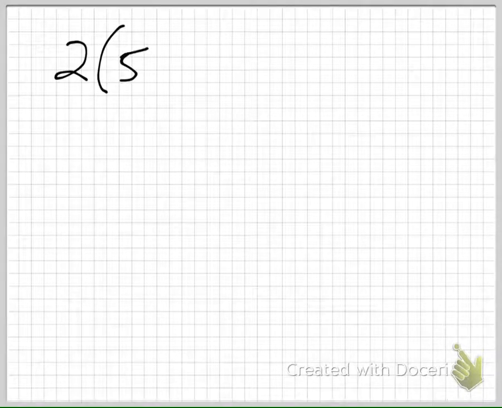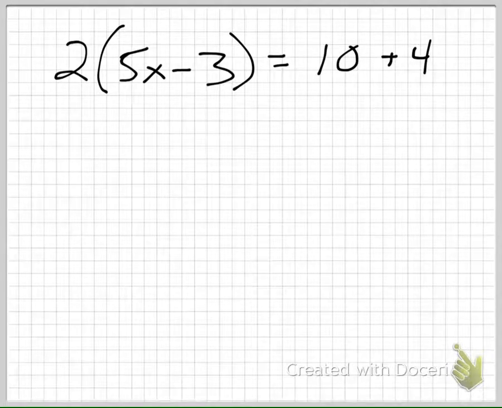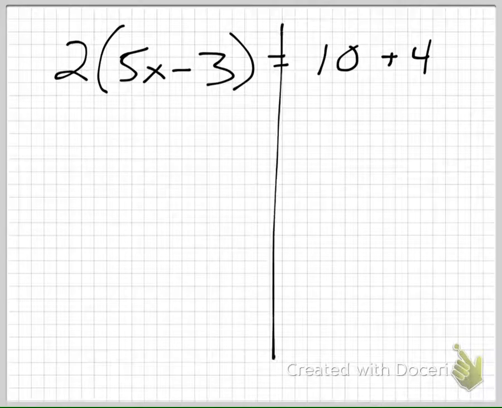Let's look at one here. 2 times 5x minus 3 equals 10 plus 4. Now, here's the deal. I'm going to show you this one again, and then I'm going to start letting you guys do a couple. What's the first thing we do on any equation? Line on the equal sign. You're setting up the problem. Does either side need to be cleaned up? Yeah, they both need to be cleaned up, right? So we're going to turn this into just 14.